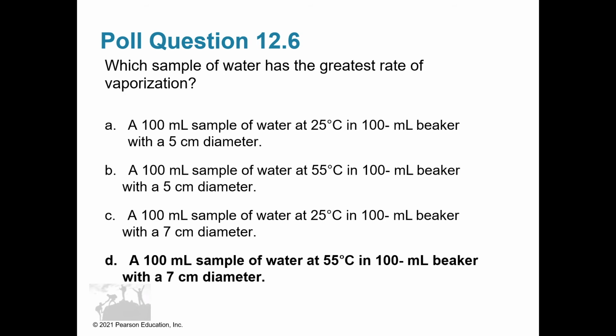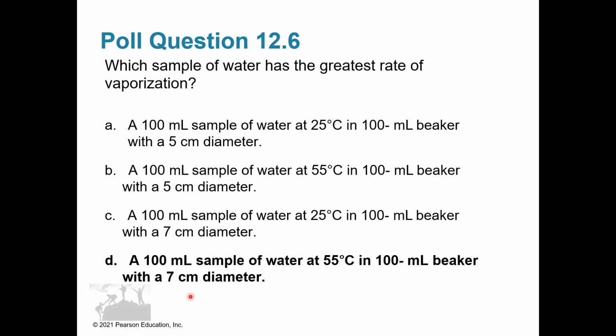We want to pick the sample that has the higher temperature. Because remember, the higher the temperature, the higher the average kinetic energy of the molecules. So then the more likely those molecules will escape as water vapor. That's how we eliminate choices A and C. Now we're picking choice D because this one has a beaker with a 7-centimeter diameter. That allows the water to have more surface area.